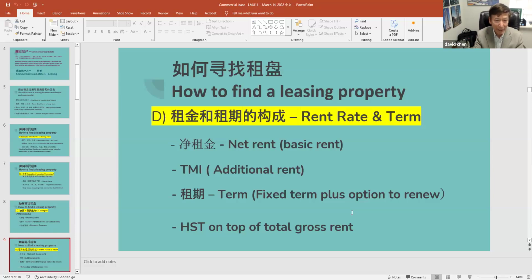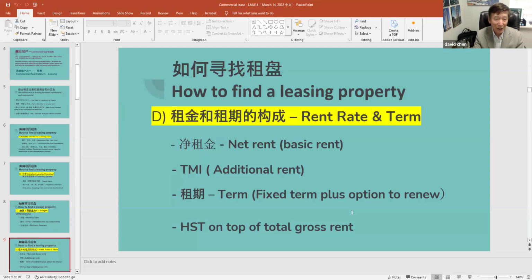You're always talking about net rent. Some other people call it basic rent. In some listings you will see it quoted by square footage, and sometimes by gross rent as well. So when you see net rent, that means basic rent, the number one. Second, net rent means you also need to pay the TMI.